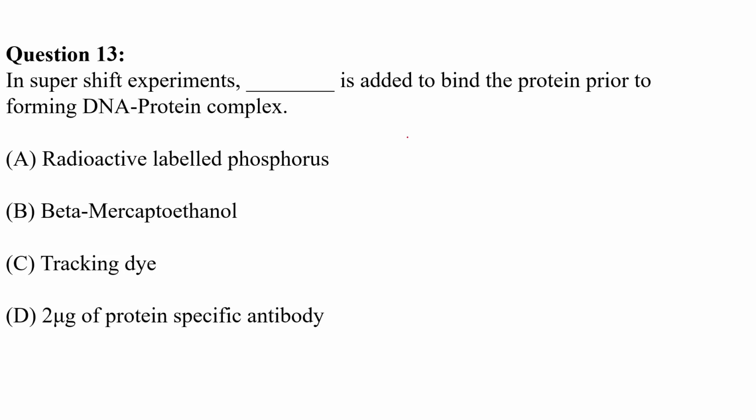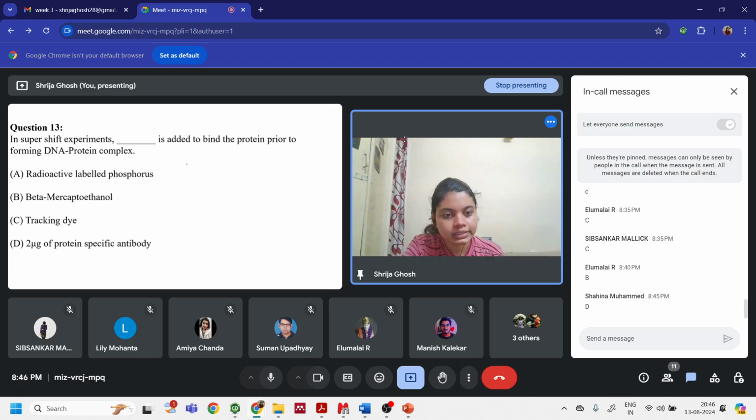So super shift experiment is basically a modified version of the gel mobility shift assay. So what do we add to bind to the protein prior to forming the DNA protein complex? Anybody knows the answer to this? Option D, Shaina says option D, 2 microgram of protein specific antibody. That is the correct answer.